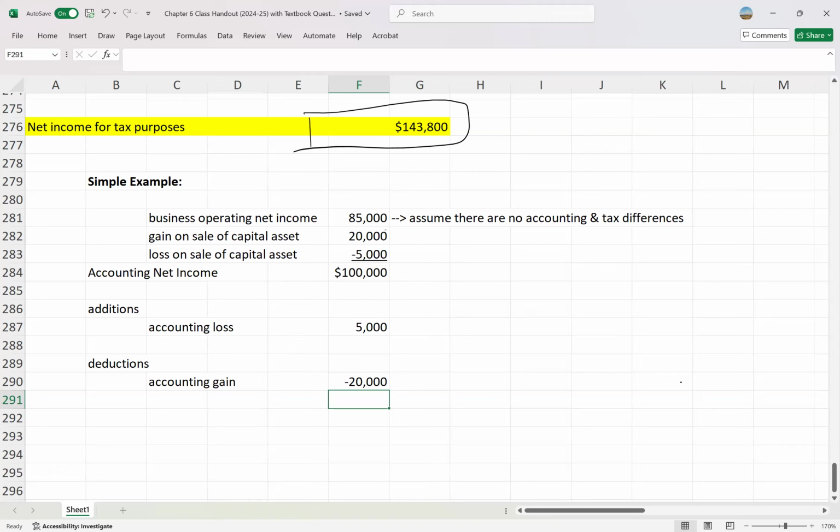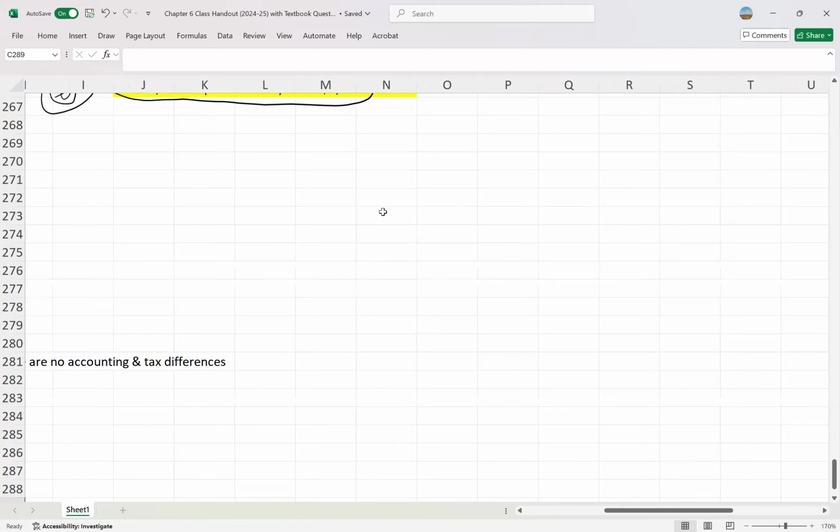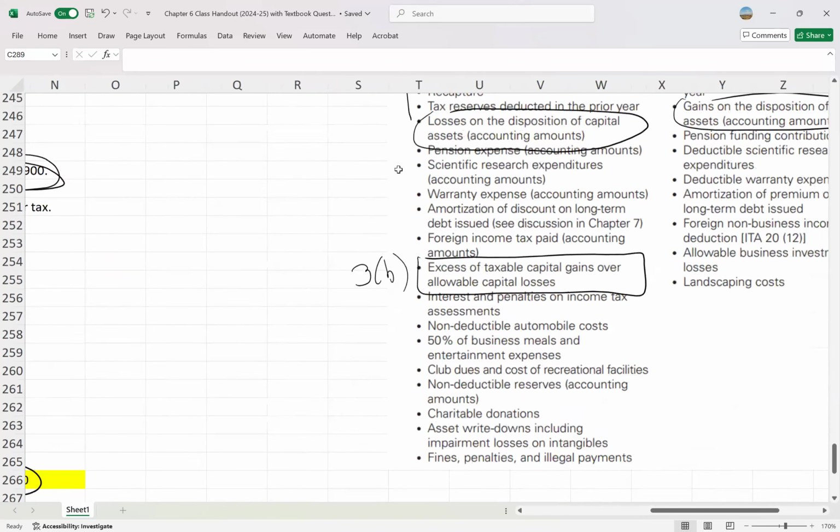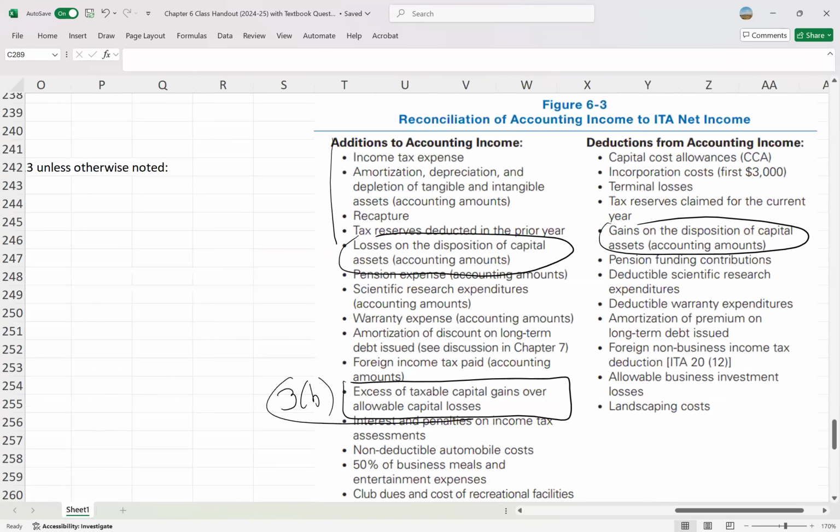But now we got to figure out, what is the 3B amount? The excess of the taxable capital gains over the allowable capital loss. So remember, if we look at figure 6-3, that's this one here. So we added back the accounting loss, we deducted the accounting gain, and now we got to figure out the 3B amount, the excess of the taxable capital gains over the allowable capital loss.